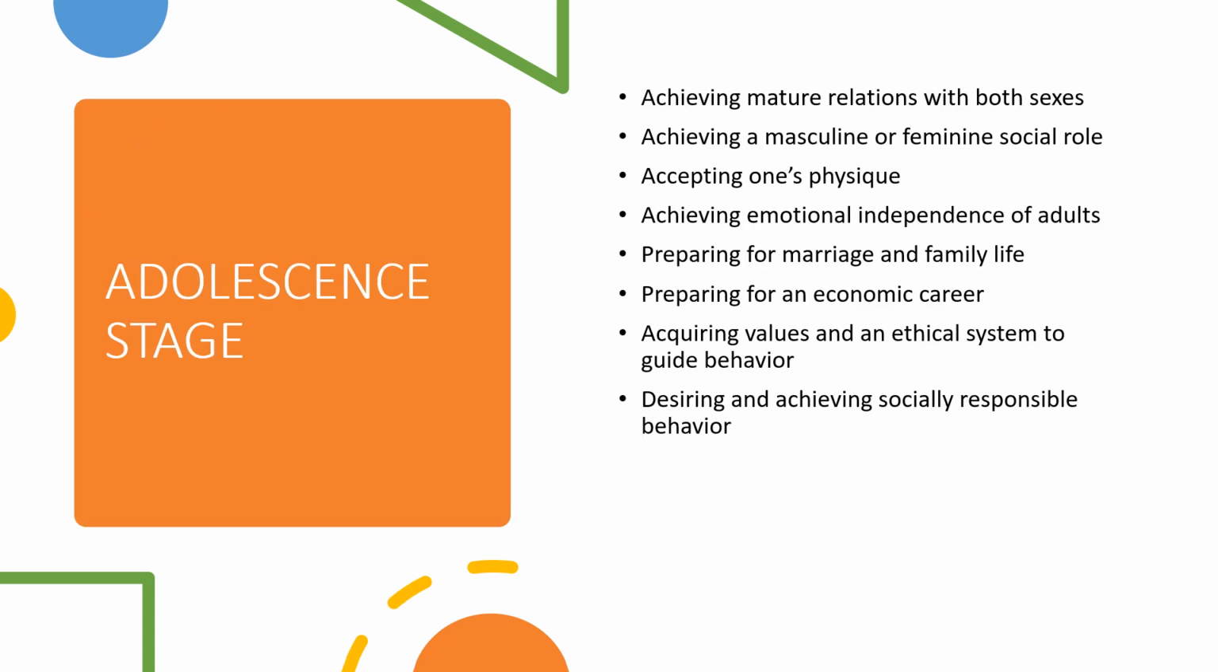During the adolescent stage, the developmental tasks are achieving mature relations with both sexes, achieving a masculine or feminine social role, accepting one's physique, achieving emotional independence of adults, preparing for marriage and family life, preparing for an economic career, acquiring values and an ethical system to guide behavior, and desiring and achieving socially responsible behavior.